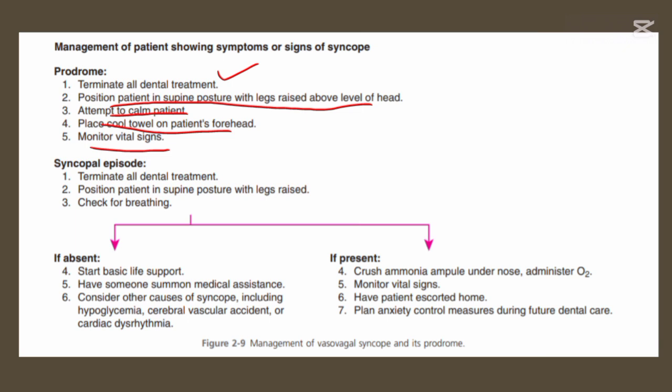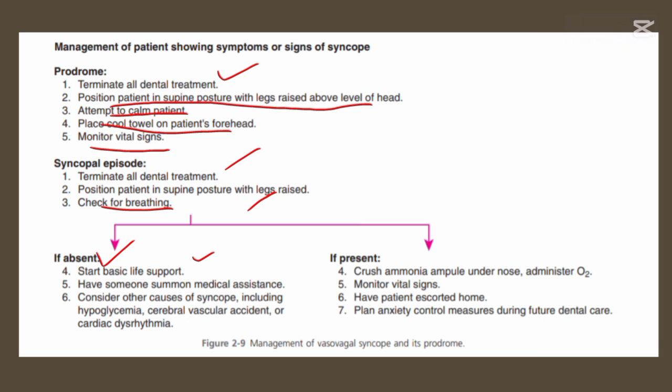Then the syncope episode. If the syncope episode has occurred now, meaning the patient has fainted, what you have to do is stop the treatment. Then again the position is very important. Always remember the position in all medical emergencies is very important. Raise the legs above the head level. Place the patient supine, raise the legs above the head level, and check for breathing. If the patient does not have any breathing, start basic life support, which is CPR.